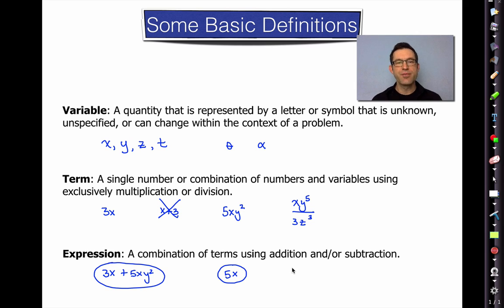So you have variables, you have terms, and you have expressions. So what we're going to now do is start using these three concepts in a variety of different review problems. Pause the video now if you need to and write down anything that's on the screen before we move on.